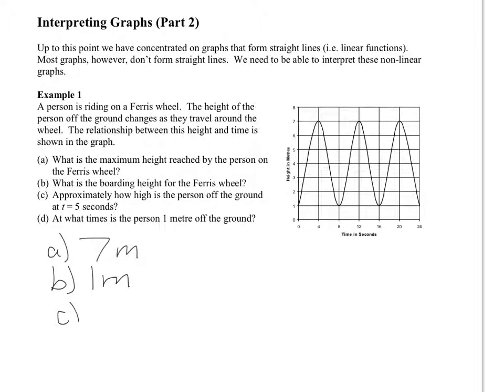Okay. C, approximately how high is the person off the ground at t equals 5 seconds? So at 5 seconds, if we look over here, we don't have 5 exactly, we have 4 and 8. So that means halfway in between 4 and 8 would be 6, would be about here. Halfway between 4 and 6 would be 5, so that'd be about here.